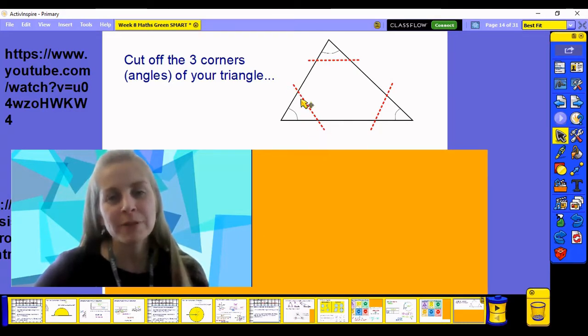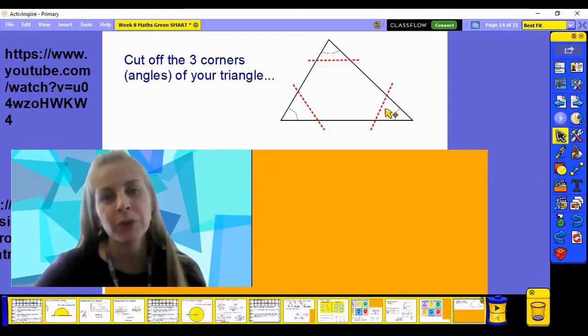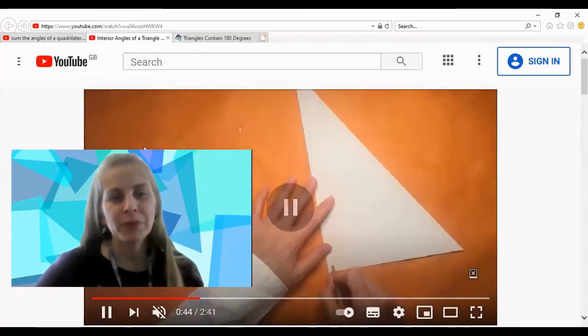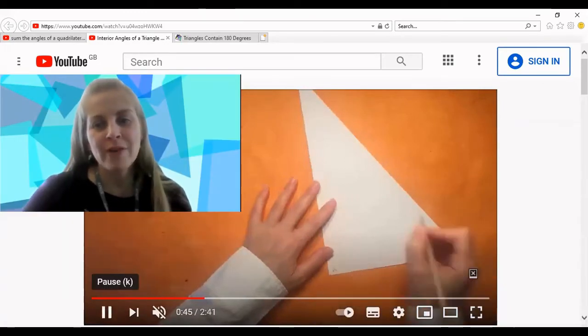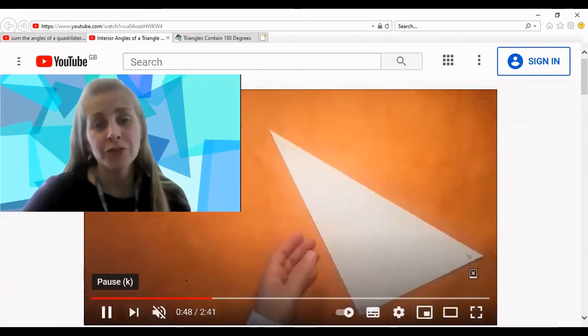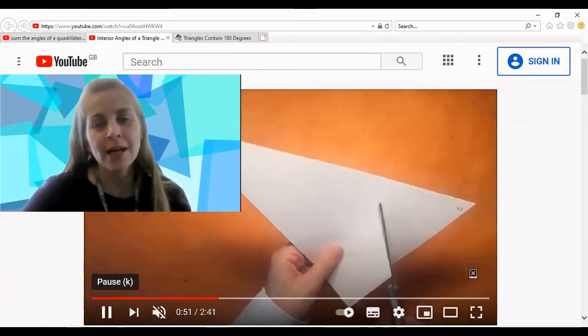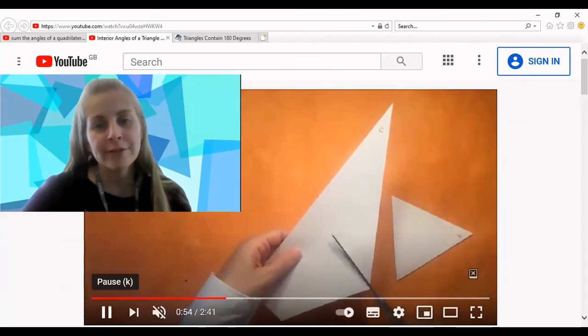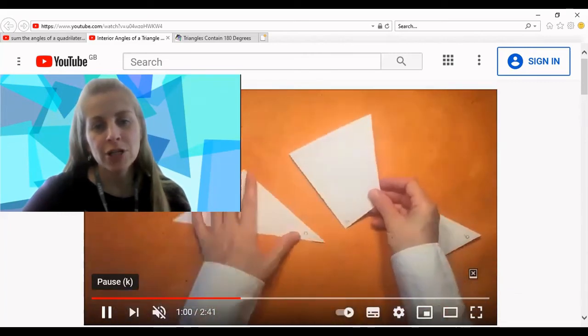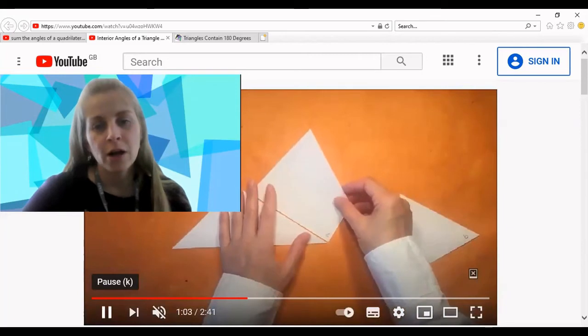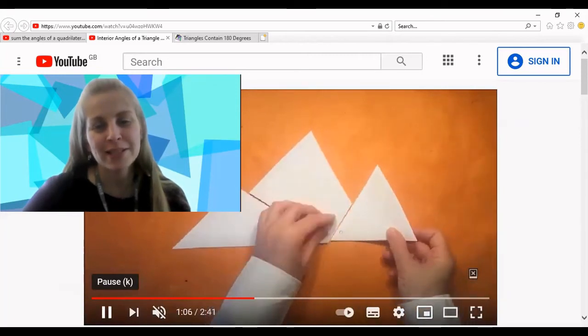What you're going to be doing, once you've created your triangle, is cutting off the angles, cutting off the corners of your triangle, and then rearranging them together along a line. So what you'll need to do is label, as you can see, the various corners on your triangle and your angles, and then cut off, as we've just talked through, the different angles, the different corners of your shape. And then you need to rearrange them together along a straight line. Hopefully you'll see this able to work.